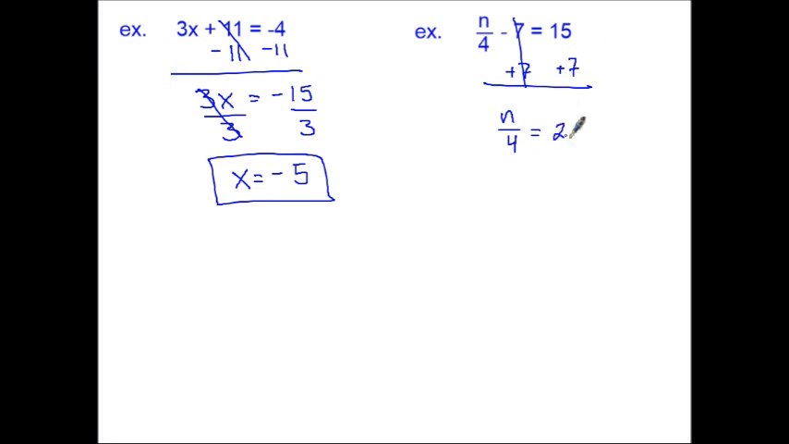Okay, and again, in case it helps you, think of everything as a fraction. Now I'm going to multiply by 4, and again, technically 4 over 1, so those two guys cancel, leaving the n by itself. And then, of course, I have to do that to both sides. 22 times 4 is 88. And there you go.